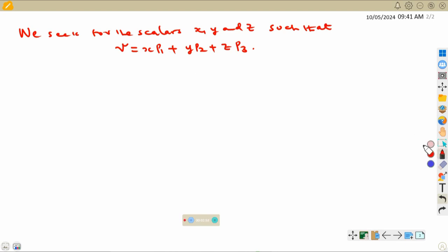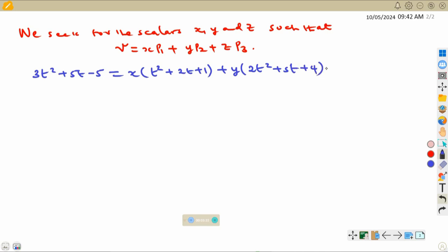So we shall have v. Our v is 3t squared plus 5t minus 5, which is equal to x p1. p1 is t squared plus 2t plus 1, plus y into p2. p2 is 2t squared plus 5t plus 4, then plus p3.